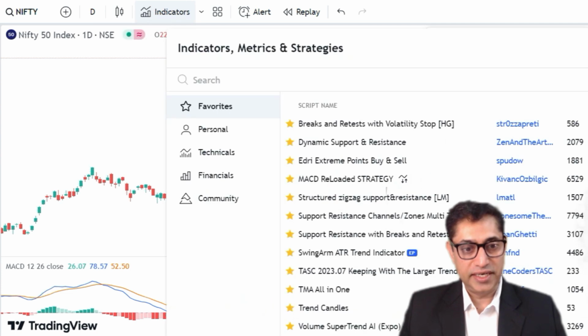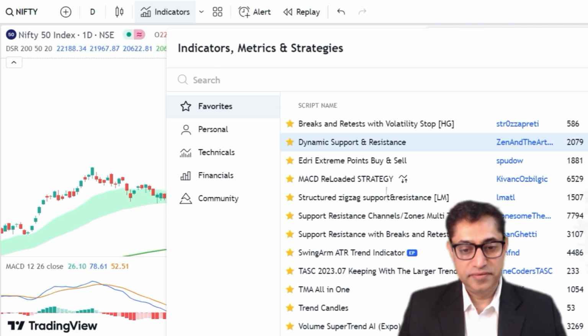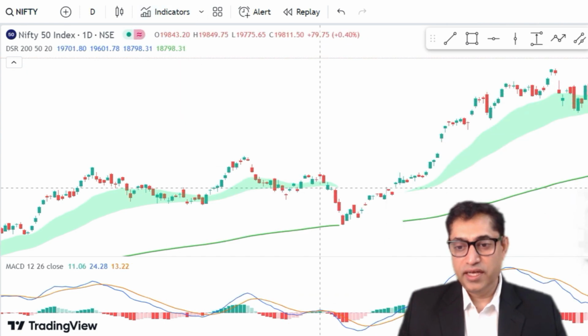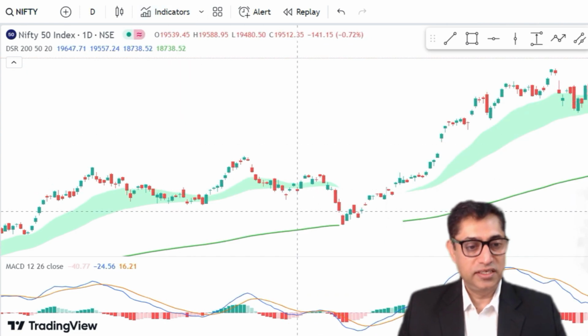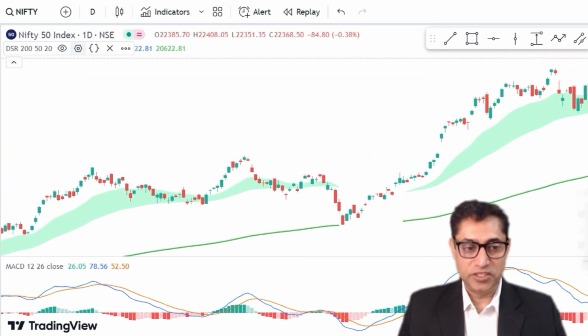Again, we go to the indicators, click on it. I have it in my favorites, dynamic support and resistance. I click on it and it is there on the chart, but it is not the way we want it. So we are going to make minor adjustments.